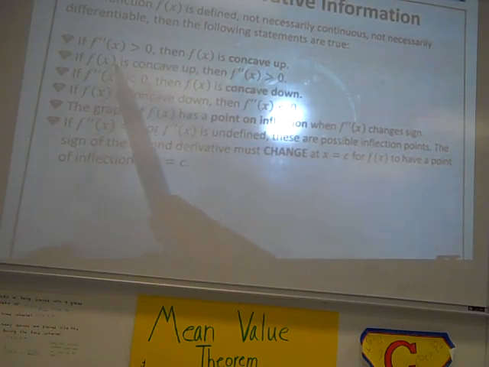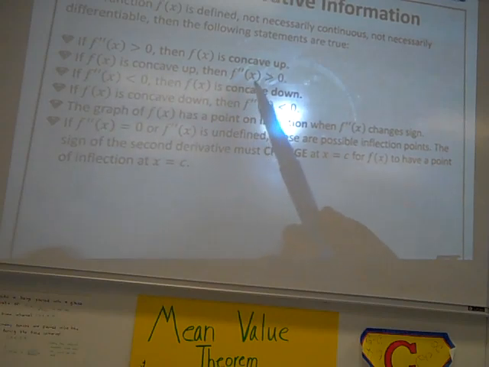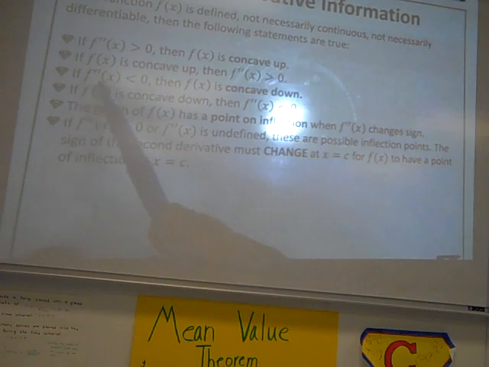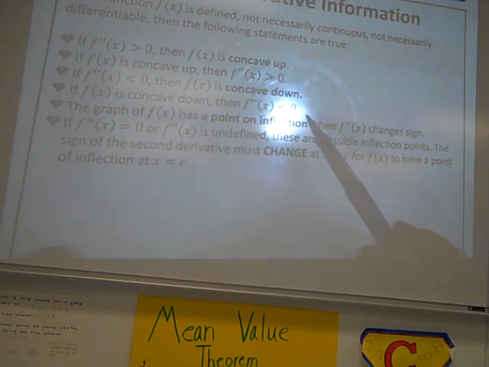Also, if I tell you that the function is concave up, then that does imply that the second derivative is positive. If the second derivative is negative, then the function is concave down. And if the function is concave down, the second derivative is negative.